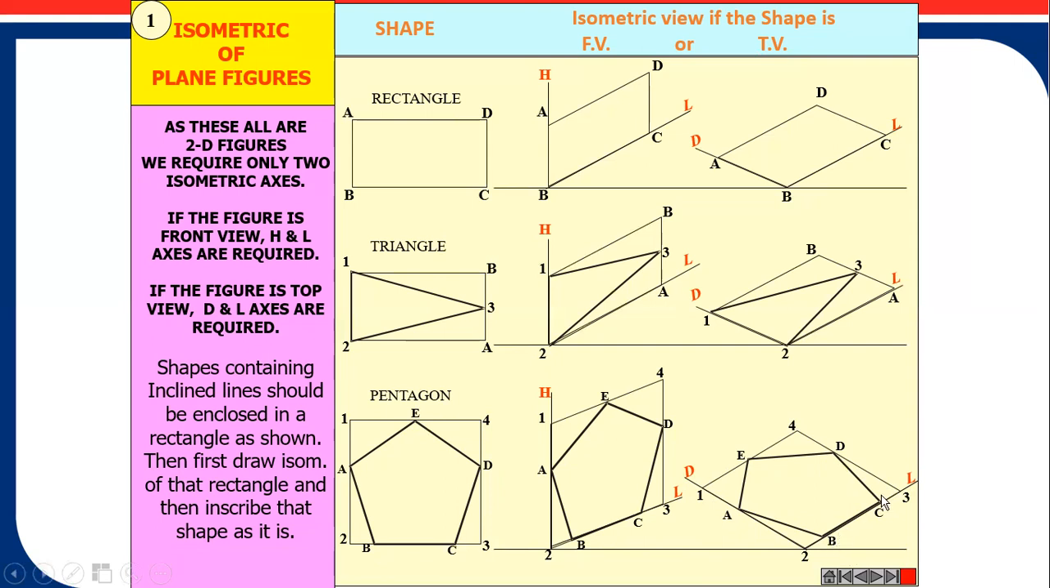Then join all these points: A to B, B to C, C to D, D to E, and E to A. This is the required pentagon. Or I can say, pentagon in top view. How it looks in top view.